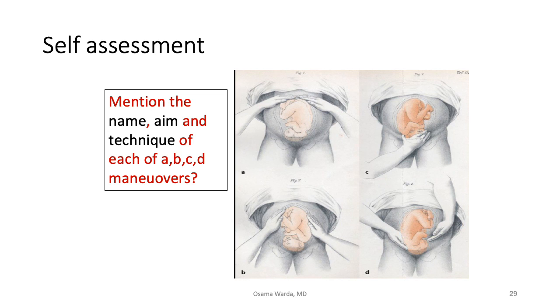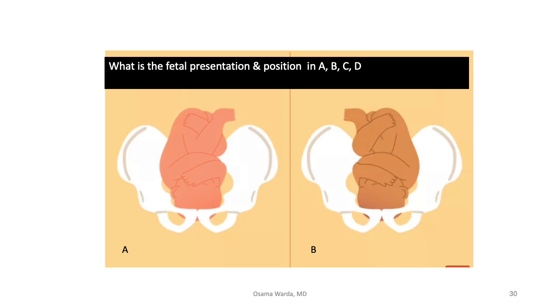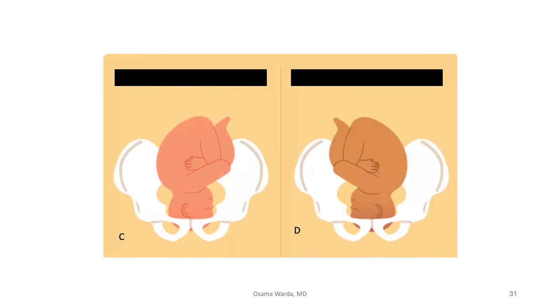Okay, another self assessment. What is the fetal presentation and position in A, B? In A, the head is related to the pelvis, so it is cephalic. Where is the back? Good. The back is at the right side and posterior, so this presentation is cephalic presentation, and the back is right posterior, so it is right posterior position. Figure B is left posterior position. C, right anterior position. D, left anterior position. Good.